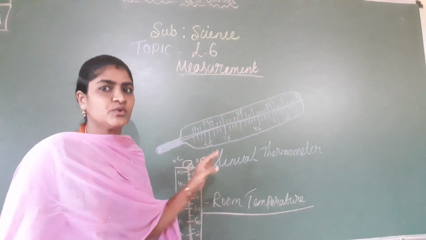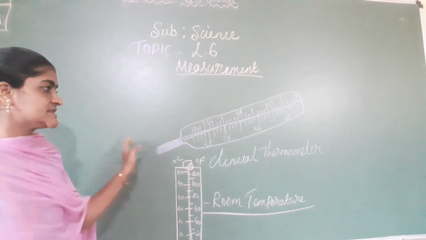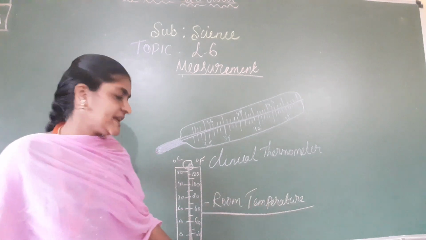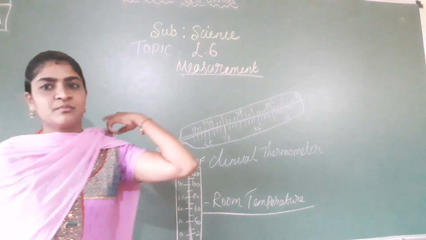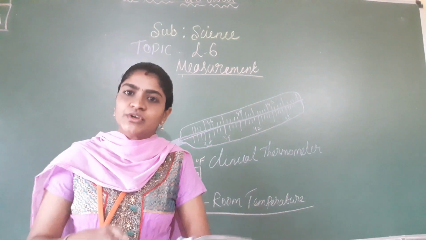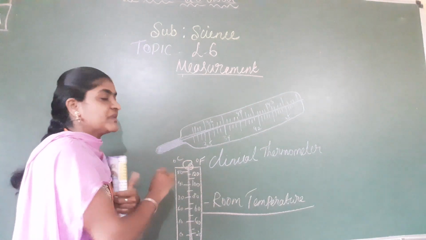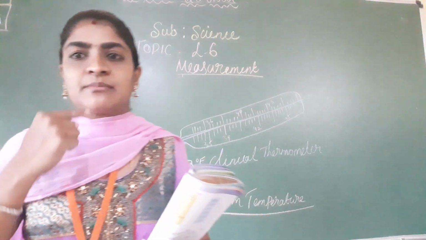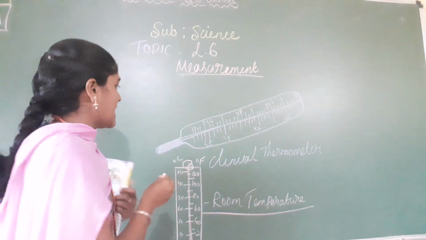Okay, so here you can see there are two different types of thermometer. One is called a clinical thermometer and the next one is called a room thermometer. What is the use of a clinical thermometer? Whenever you fall sick and get a fever, the doctor checks your temperature with the help of a clinical thermometer. The doctor keeps the thermometer under your tongue or under your arm, and based on your body temperature, what will happen here?